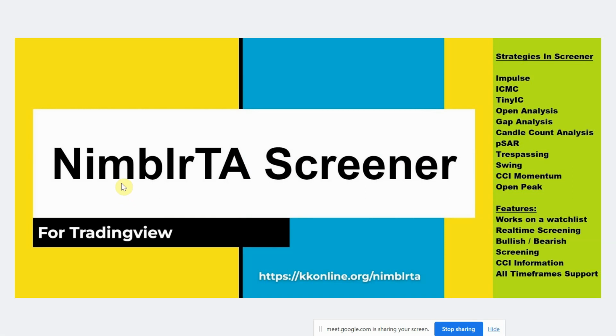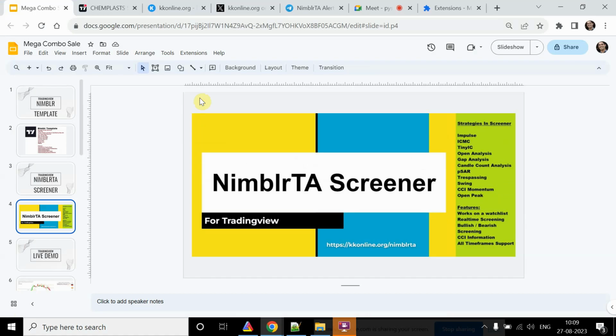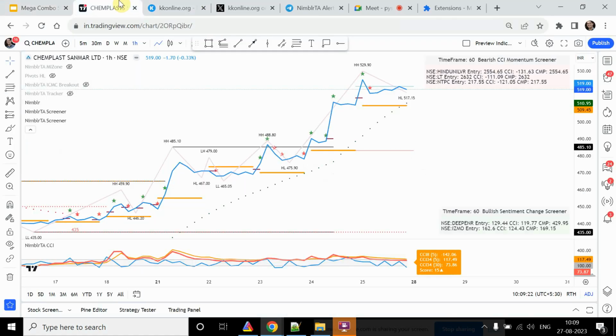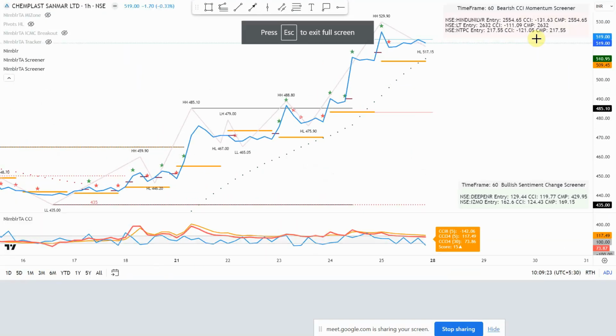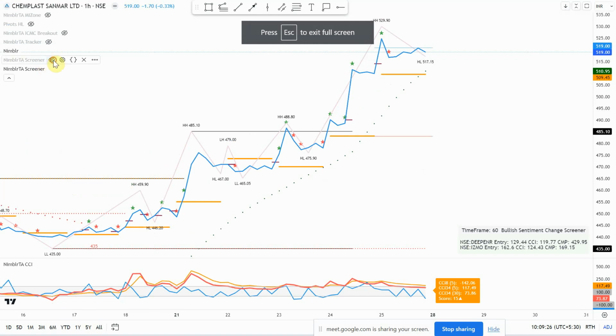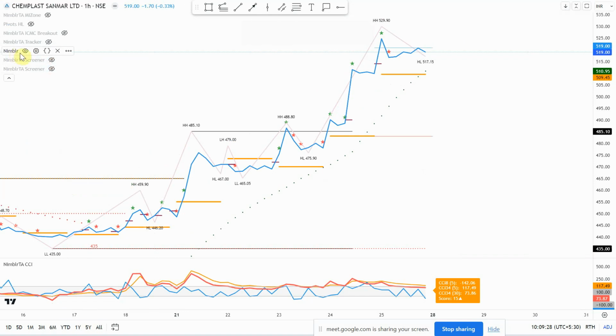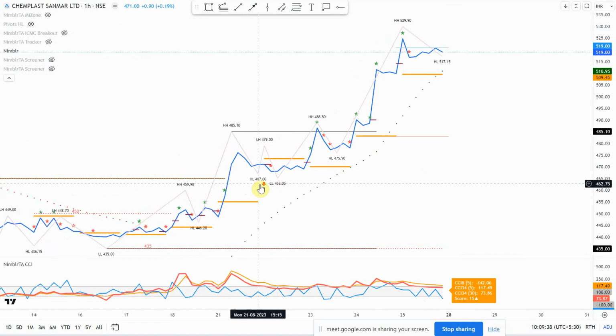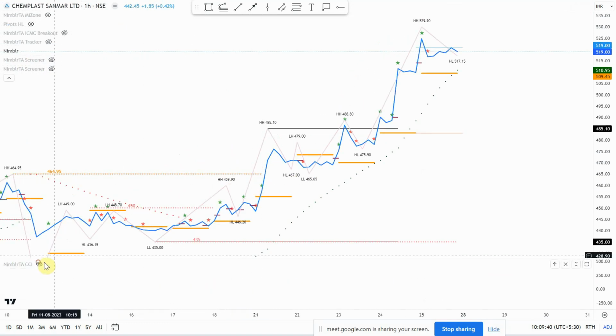Before we go to the NimblrTA screener, let me have a glimpse and show you how the Nimblr template would work. Over here, I have a screen. Let me hide these. So I have the Nimblr template, and right now I am on the line chart. I am on an hourly time frame. What are the different components we see over here? Let me just disable this as well.